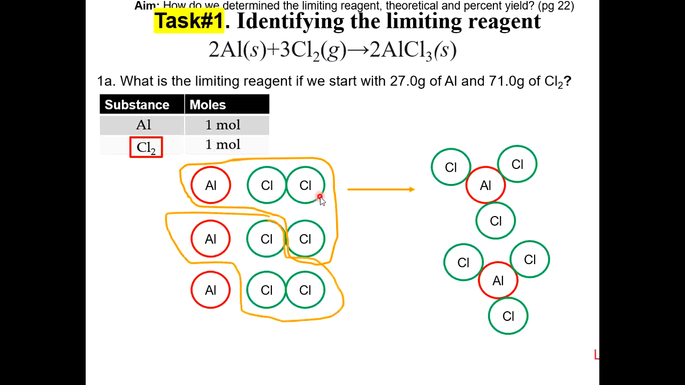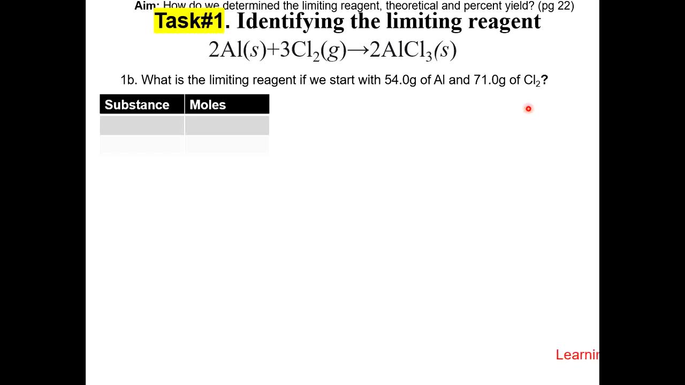So as you can see, the Cl2 was used up, and the Al, we still have excess left over. I am going to do the next question as an example. In question 1b, what is the limiting reagent if we start with 54 grams of Al and 71 grams of Cl2? The first step is to convert every reactant to mole.